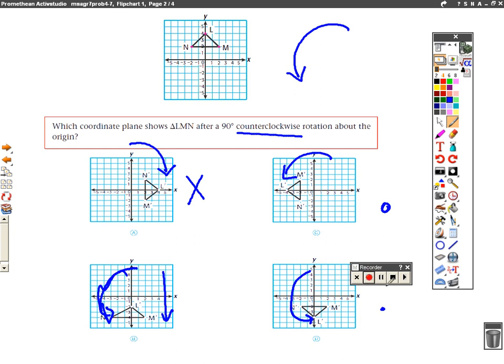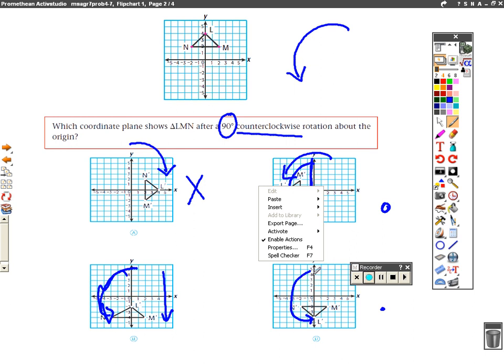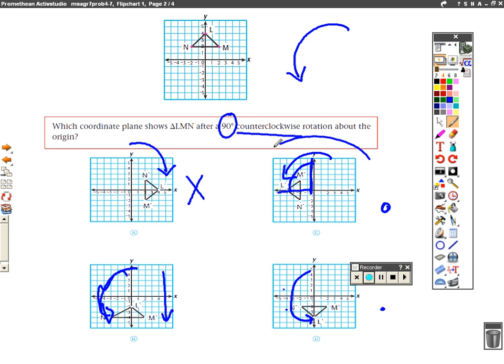Let's look carefully though. It's 90 degrees. 90 degrees is one quadrant, so I rotated it one quadrant. I went from this axis to this one, so I went 90 degrees. In this one, I went 1, 2 axes. So each axis is 90 degrees, making this 180. So the correct answer is C.